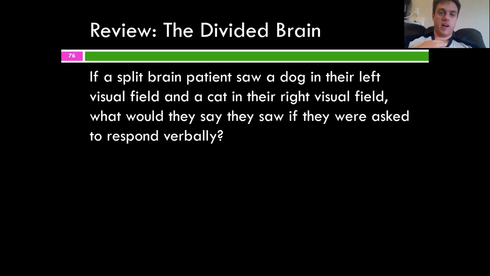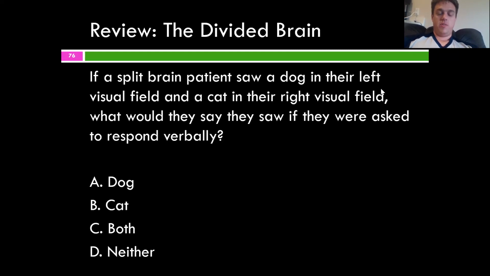Okay, so quick recap. If a split brain patient saw a dog in their left visual field and a cat in their right visual field, what would they say they saw if they were asked to respond verbally? Dog, cat, both, or neither. Give me a minute to think about that.